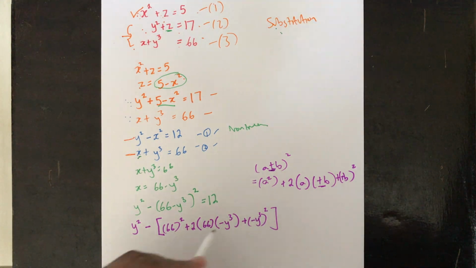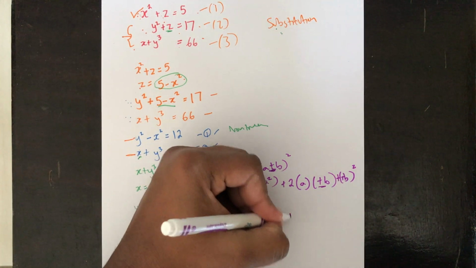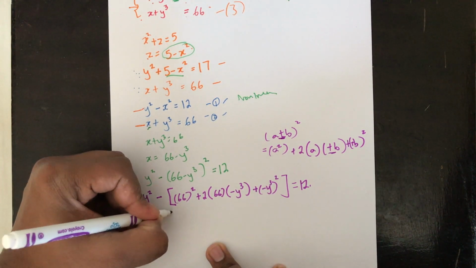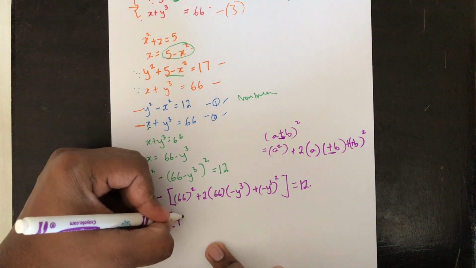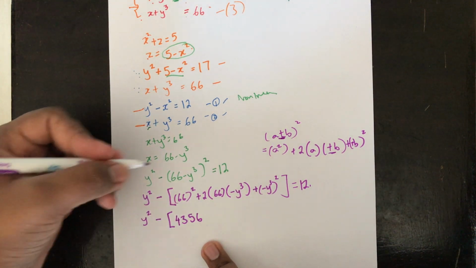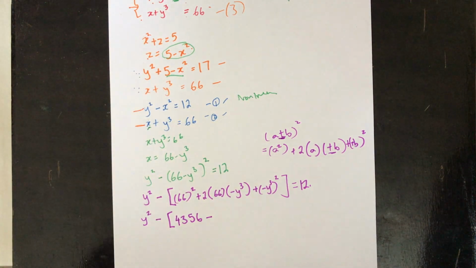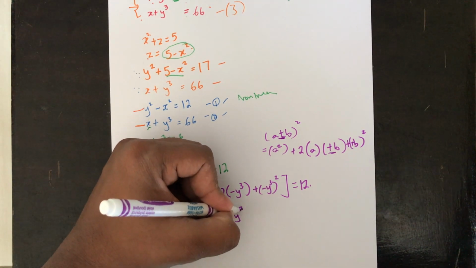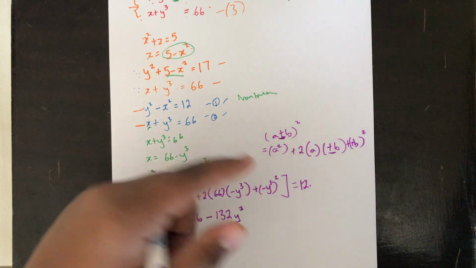After I get this, then I'll be able to multiply with the minus, so then I can get things on one side of the equation. So this is equal to 12. We have y squared minus 66 squared. So 66 times 66 gives us 4356. You can use a calculator for this. Minus, because of this sign, 2 times 66 gives you 132. So minus 132 y cubed, and this is minus, but it's squared, so it's going to be plus.